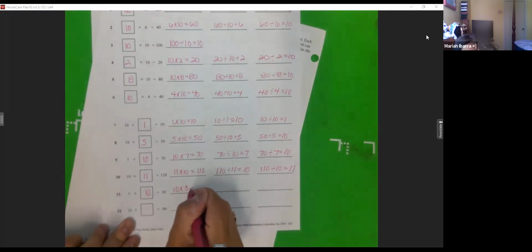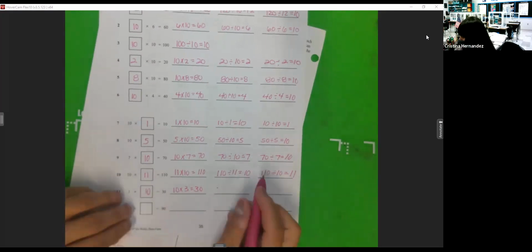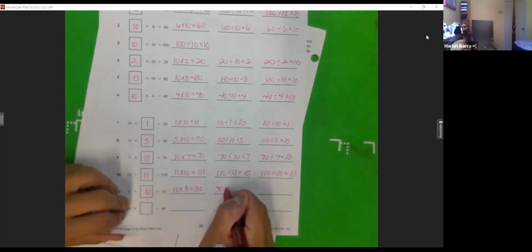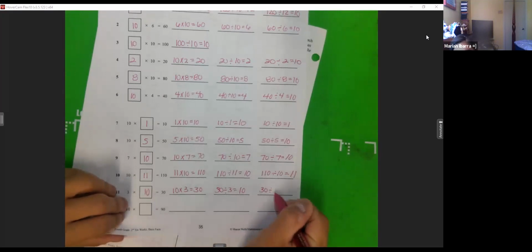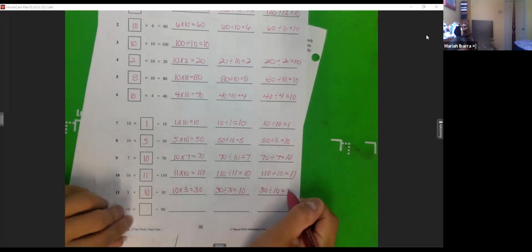Sorry. Okay. Then 10 times 3. 10 times 3 equals 30. And then, wait, is it going to be divided or am I doing the term? We had to figure out the fact, and then we did it here, and now we're going to be dividing the last two. Okay. 30 divided by 3 equals 10. Mm-hmm. 30 divided by 10 equals 3. Bingo.